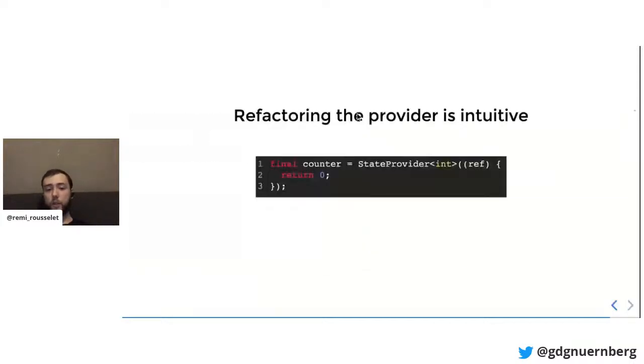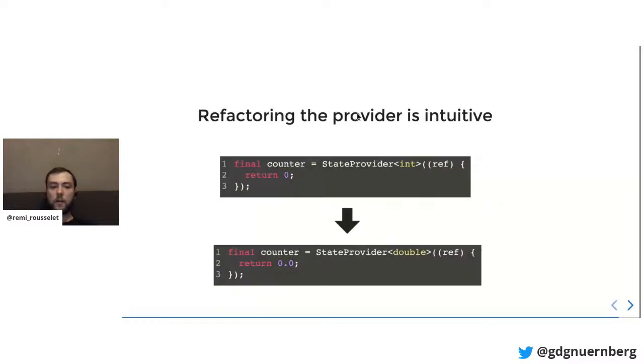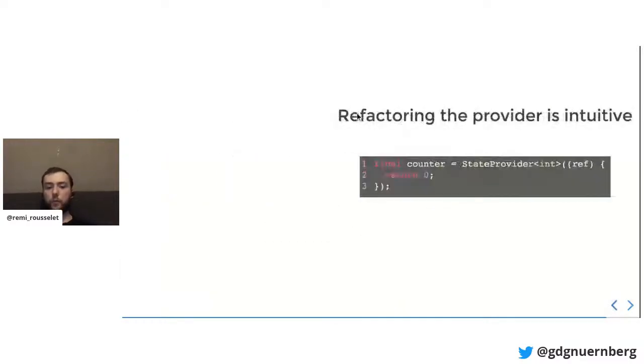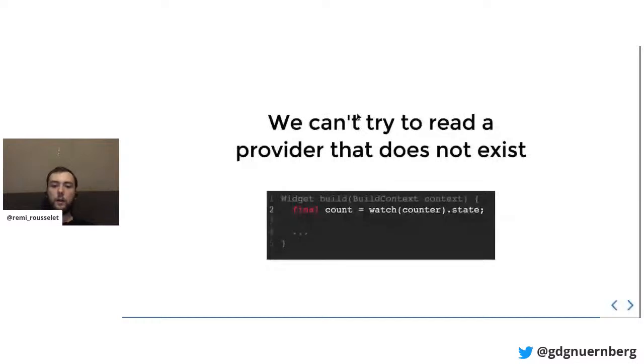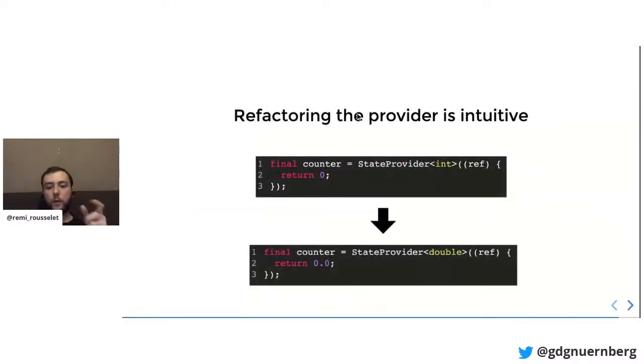In the same fashion, if you somehow refactored your counter from an integer to a double, you don't need to update every single context.watch<int> to context.watch<double>, which could be very error prone. With this syntax of using context.watch(myProvider), it automatically knows the type of the value obtained. So we don't need to resort to such tricks.